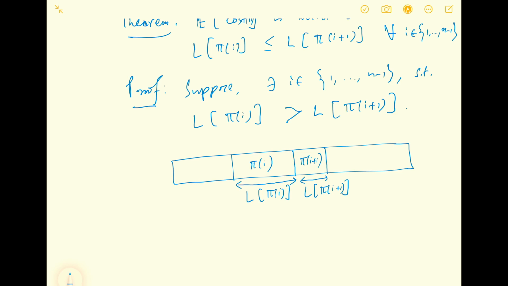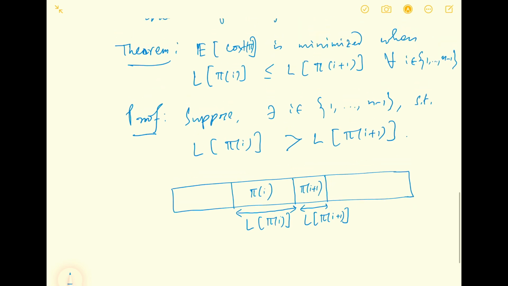Okay, and we need to find some contradiction. Now, contradiction to what we have assumed? The only statement that we can contradict here is that this pi is an optimal solution. Pi is a permutation which minimizes expectation of cost of pi. That was our assumption, and we will contradict that statement. How will we contradict it? The most natural way is to come up with another permutation, say pi prime, and show that expected cost of pi prime is strictly less than expected cost of pi.